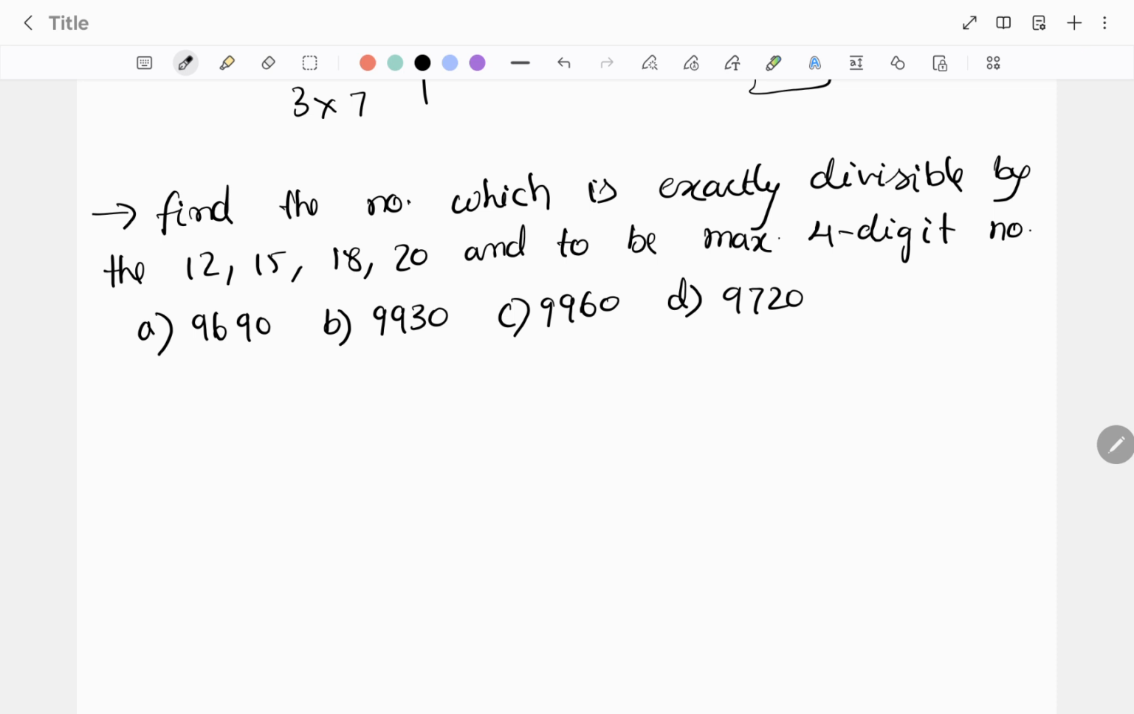Next question. Find the number which is exactly divisible by the numbers 12, 15, 18, 20 and is the maximum 4-digit number. So we need to find a 4-digit number that should be exactly divisible by 12, 15, 18, 20.